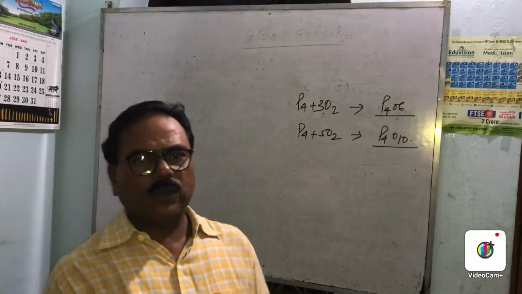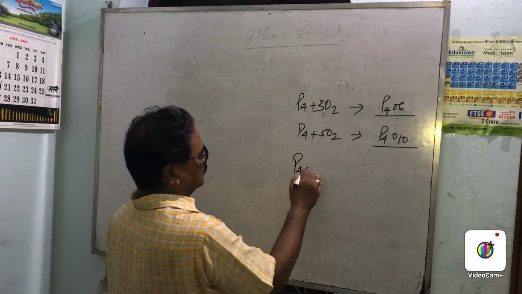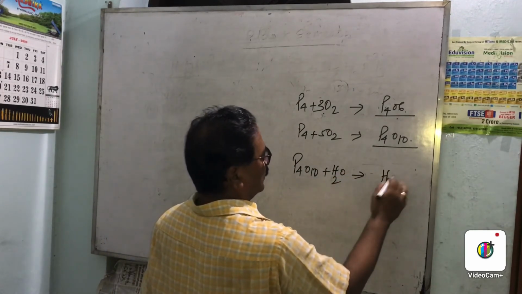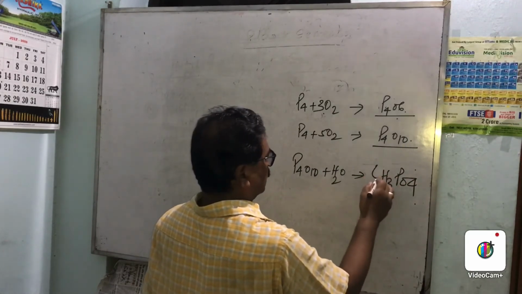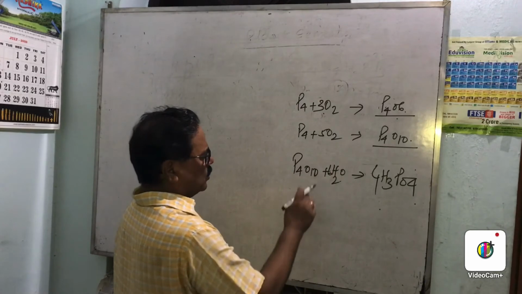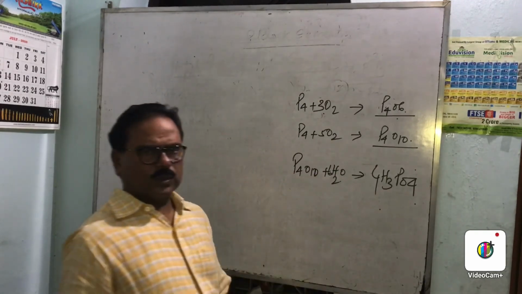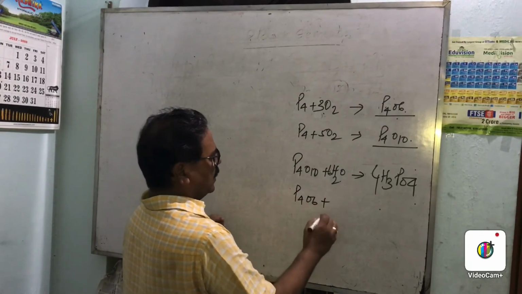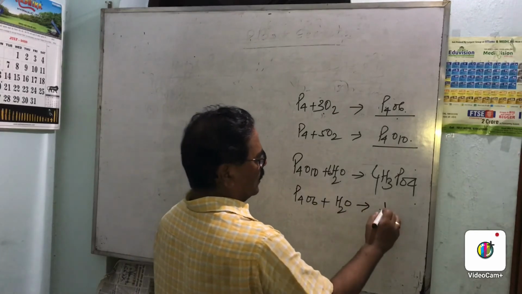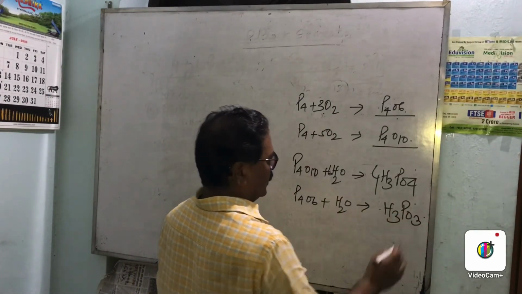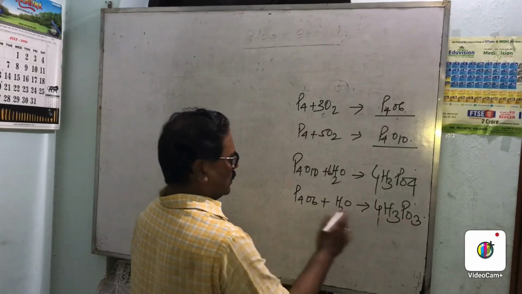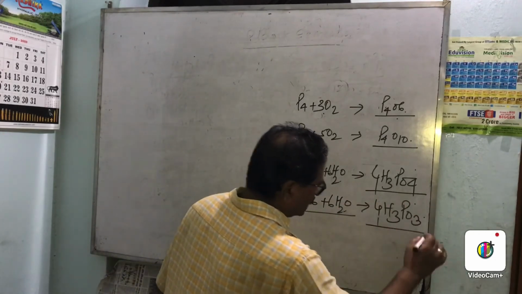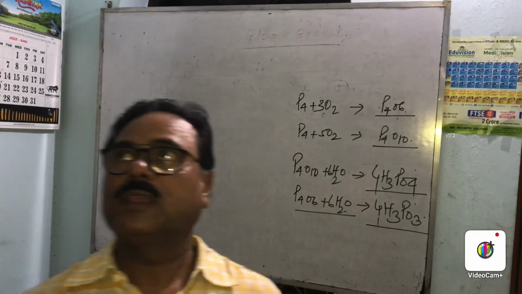So these are non-metal oxides. Suppose we take P4O10, and if it reacts with water, it will give 4H3PO4. Balance it with 6H2O. So these are the reactions of this one. Similarly, P4O6 reacts with water, then it will give phosphorus acid H3PO3, that is 4H3PO3. 4 times 3 is 12, and 6 times 2 is 12. So this structure is called phosphorus acid, and this structure is called phosphoric acid.